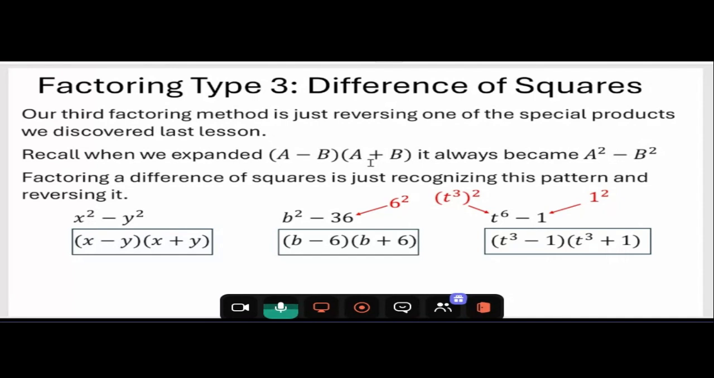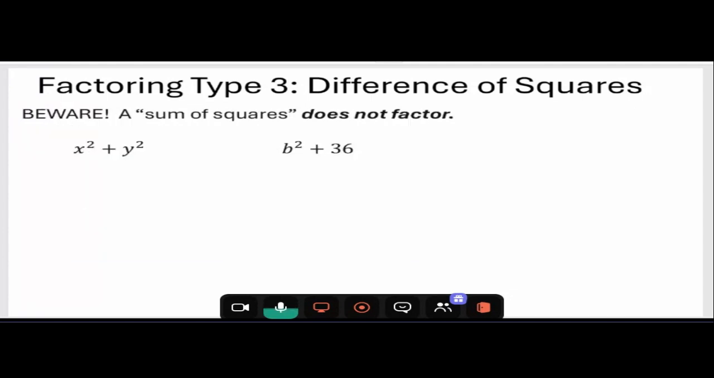You can reverse the order of the brackets too, right? Because it's just multiplication. So you could say x plus y times x minus y, same thing. Okay, so there's your difference of squares factoring. You just recognize the a squared minus b squared pattern, the special pattern that we had, and I would definitely be writing this on your cheat sheet, that a squared minus b squared factors as a minus b times a plus b.